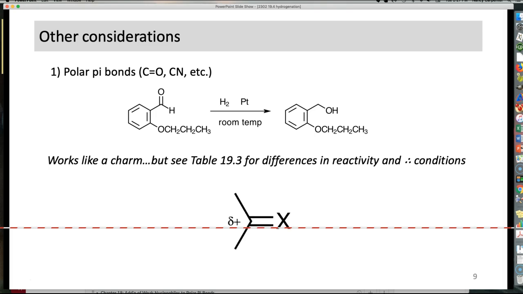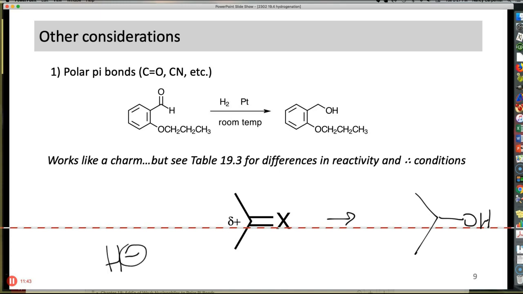It all works because these guys have pi orbitals and like to interact with the hydrogen on the palladium surface. But if you really want to control selectivity of reducing a carbonyl, for example, to an alcohol, you might want to take advantage of the fact that it's an electrophile, and you can add a nucleophile like H-, but we will learn about that when we revisit chapter 19 later.